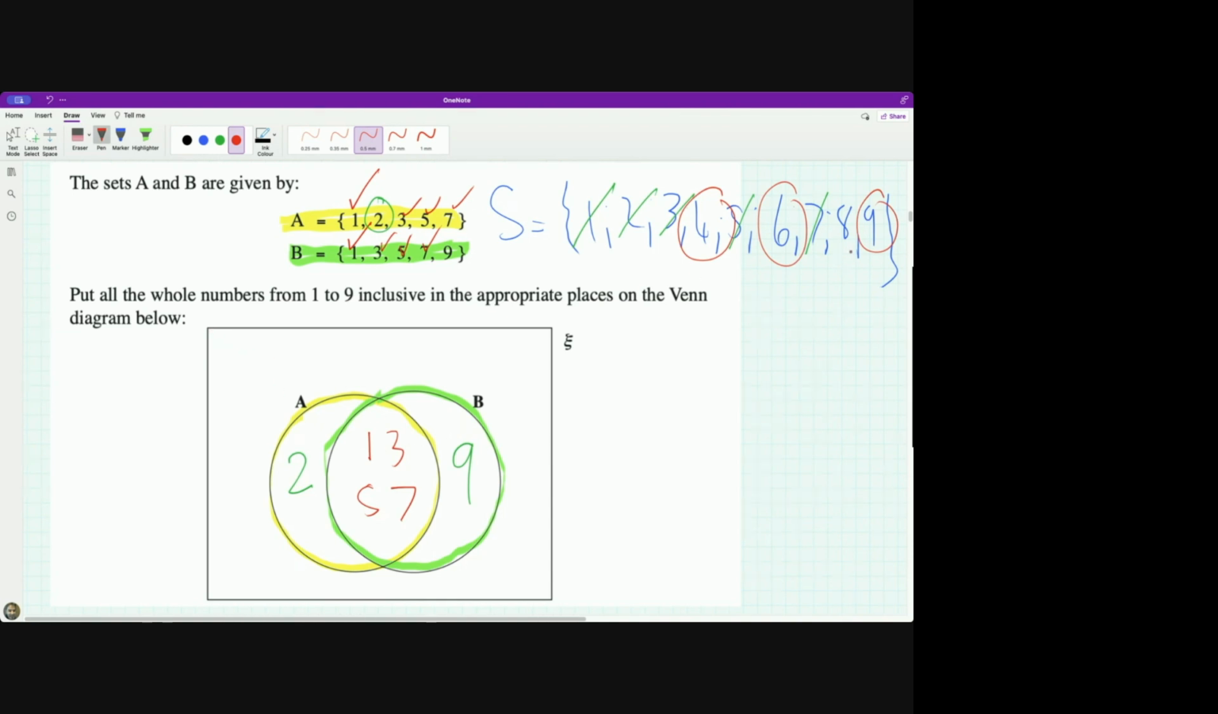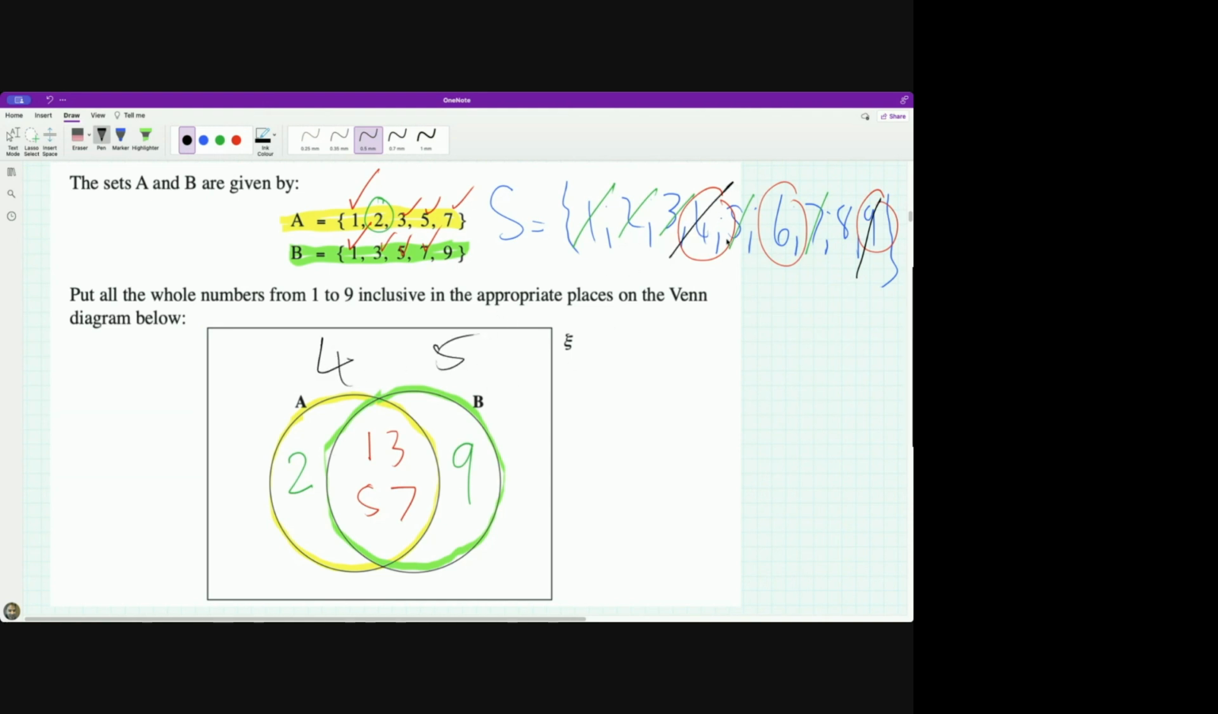So, oh wait, I lie. 9 has already been taken. So let me correct that. Okay, so 9 was already taken care of. I can see 9 over here. So it's just 4 and 6 that need a home. Is there anything else that needs a home? 2's got a home, so that's taken care of. 4 must go out here, so that's that.